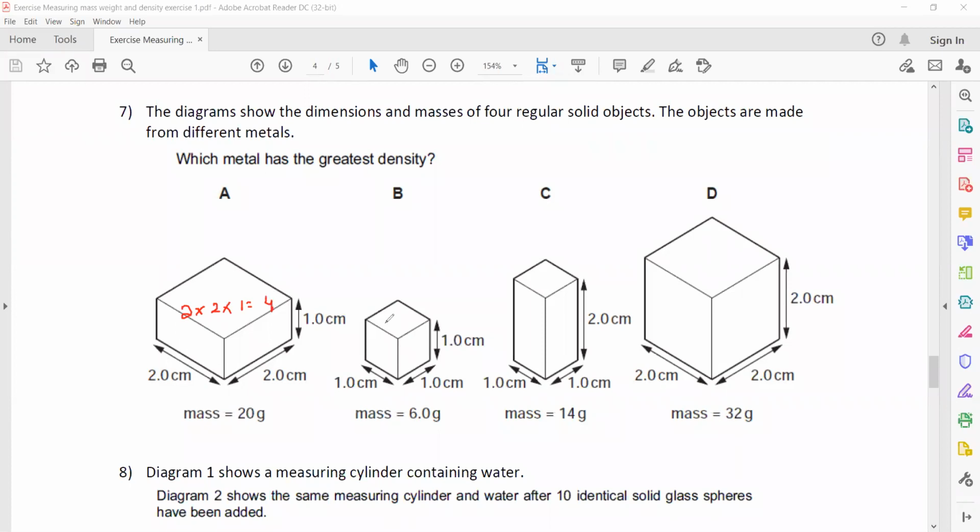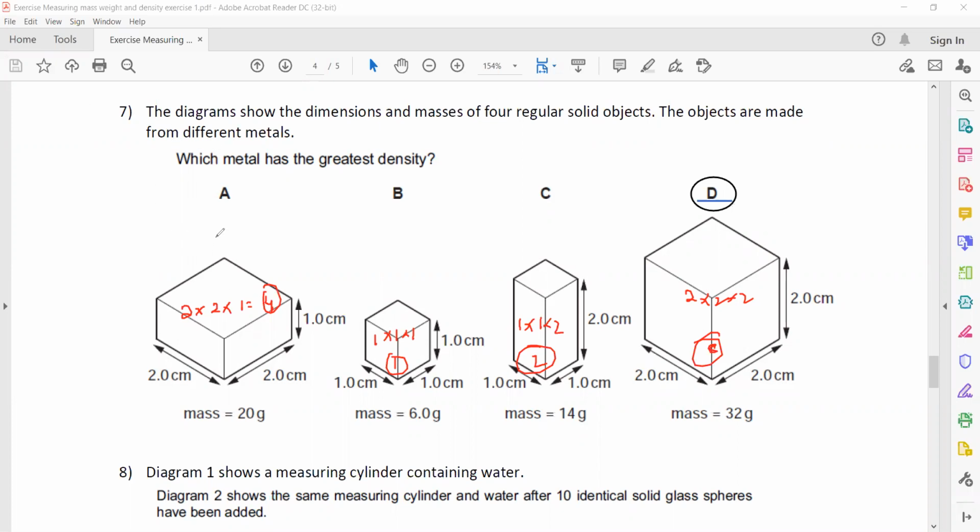So this volume will be 4. Volume of this: 1 multiplied by 1 multiplied by 1, so it will be 1. Volume of this: 1 into 1 into 2, so it will be 2. And the last one, volume will be 2 into 2 into 2. 2 multiplied by 2, 4. 4 multiplied by 2, 8. So this is it. How to get the density?